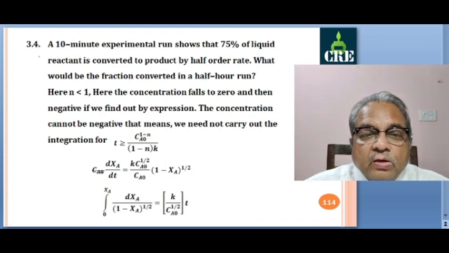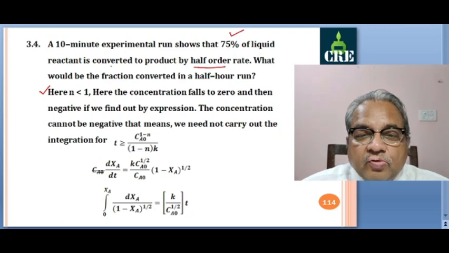Next, a 10-minute experimental run shows that 75% of liquid reactant is converted to product by half order rate. Half order means n less than 1. Question is, what would be the fraction converted in half hour run? So in 10 minutes it is 75%. So in 30 minutes, what will be the conversion, that we have to find out.